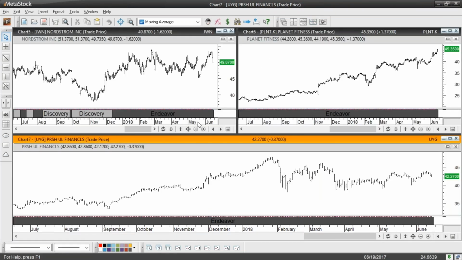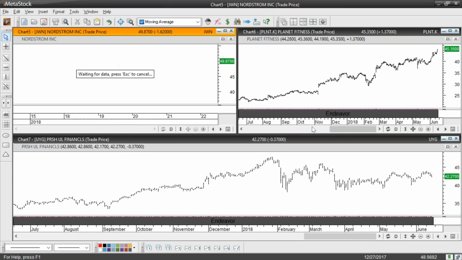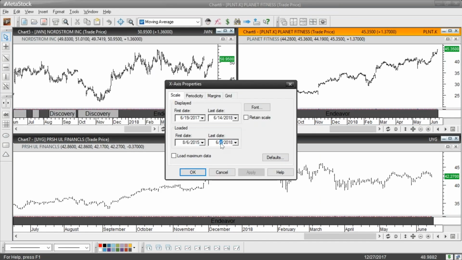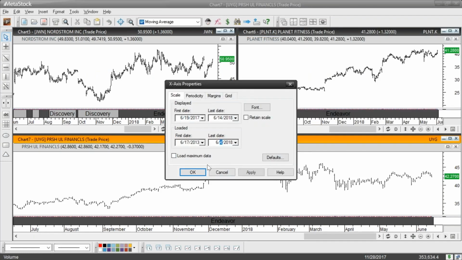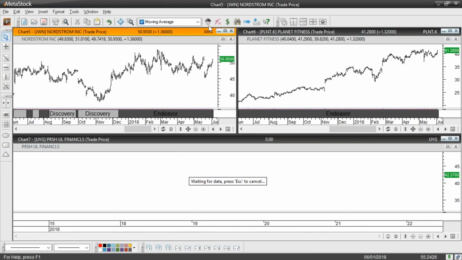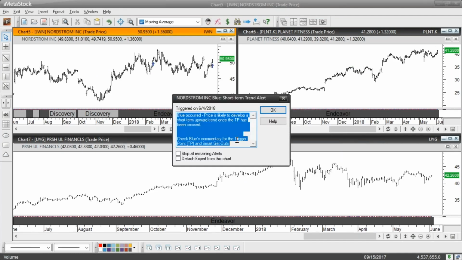Okay. Now let's do what we did before. Let's backdate these 6.4, 6.4, and 6.4. Now we come to our expert advisor. We ran a blue report, so we're going to apply blue to it, attach.